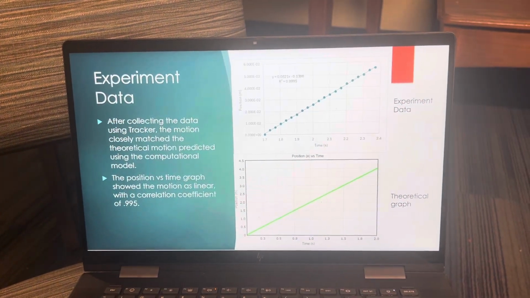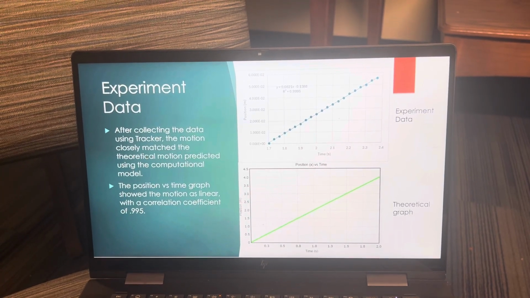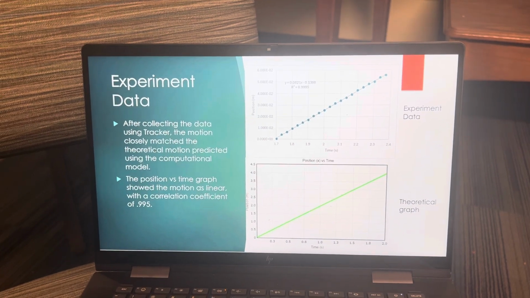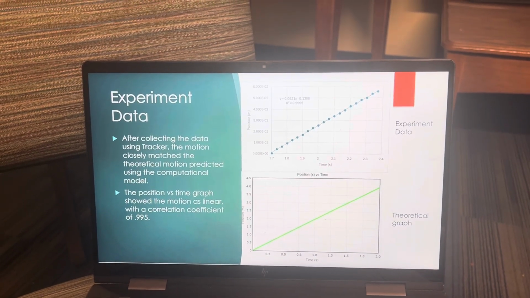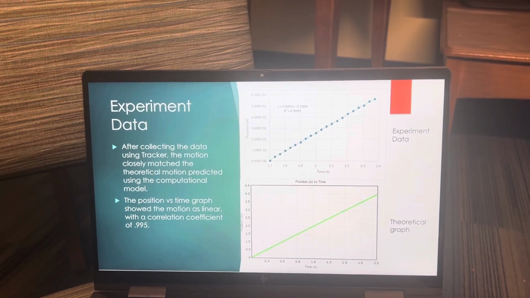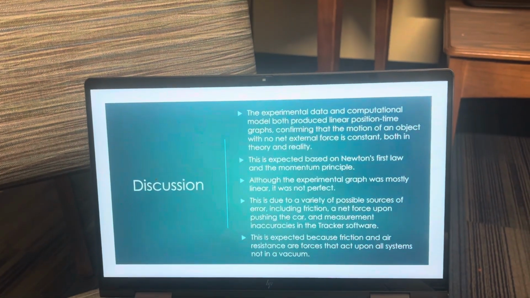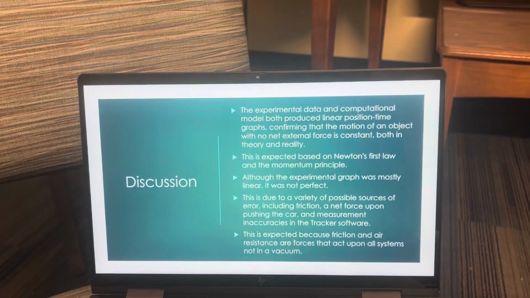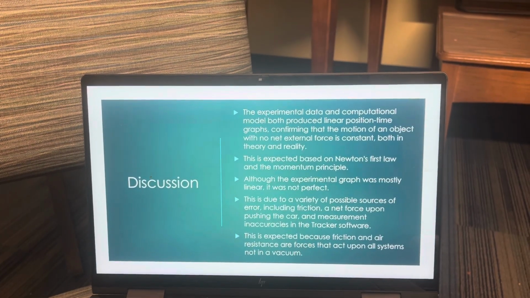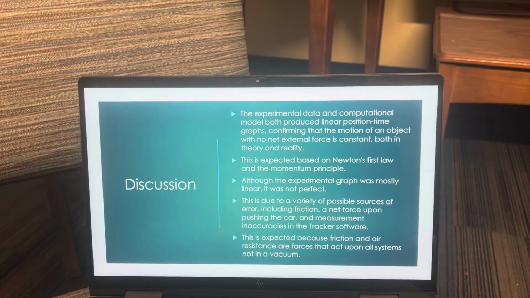After collecting the data using Tracker, the motion closely matched the theoretical motion that was given using the computational model. The position versus time graph showed the motion as linear, with a correlation coefficient of 0.995, which is very high, indicating a strong correlation. So, the experimental data and computational model both produce linear position-time graphs, confirming that the motion of an object with no net external force is constant, both in theory and reality.